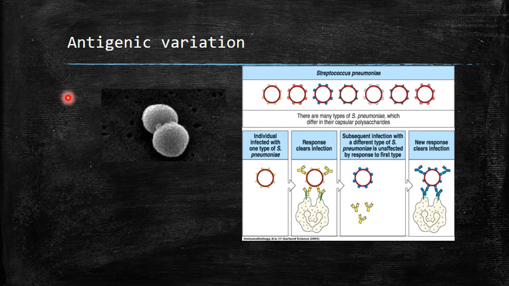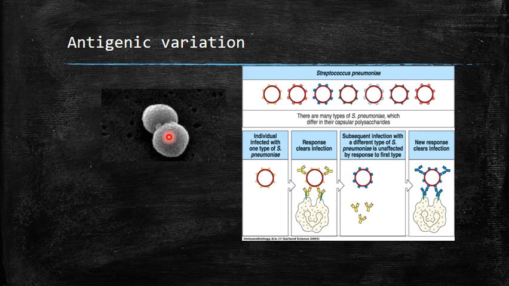There are three ways in which antigenic variation can occur, but I will only be talking about two. For example, 84 known types of Streptococcus pneumoniae are an important cause of bacterial pneumonia. Each type is different in structure because of its polysaccharide capsule. As we can see in this picture, a Streptococcus pneumoniae with a polysaccharide capsule.